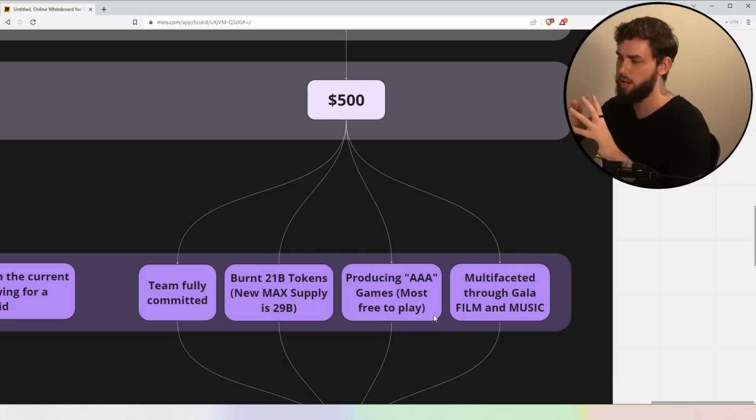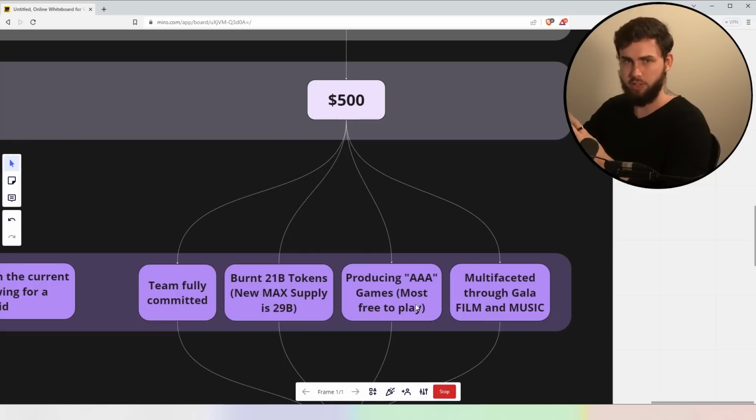It's definitely going to hit its all-time high again, no doubt about it, right? Producing AAA games, mostly free to play, very appealing to people as well. If they can get, you know, GameFi in there, that's even more important. And multifaceted through Gala Film and Gala Music. So they're not just doing Gala Games, they're doing Gala Music and Gala Film, all right?